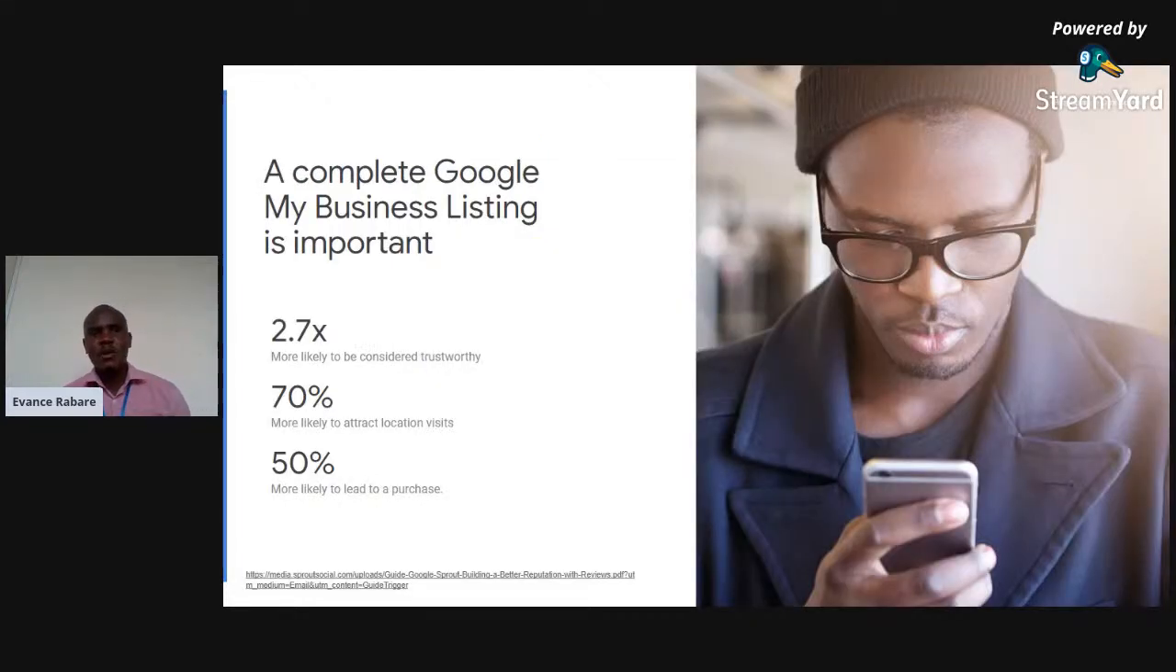All right, so let's have a look at why a complete Google listing is important. A complete Google listing makes you more likely to be considered trustworthy. If you look at that, it is 2.7 times more likely. If you compare listings that have not been verified with the ones that are verified, the verified ones will be considered trustworthy, and get 70% more clicks than an incomplete one. So Google My Business will help drive traffic to your website.